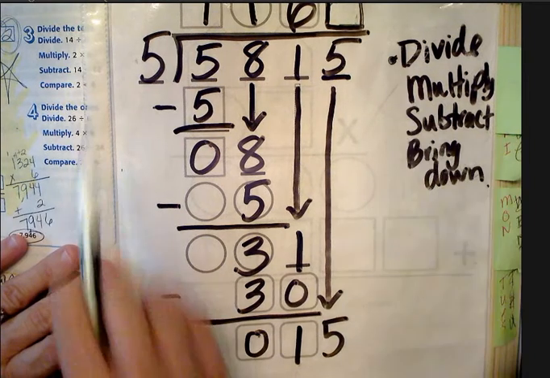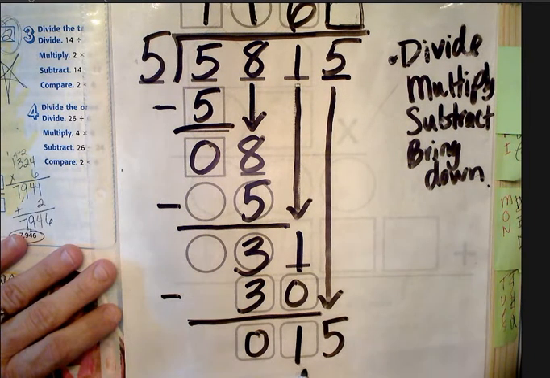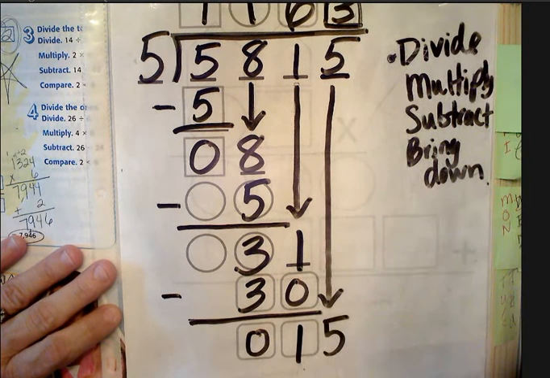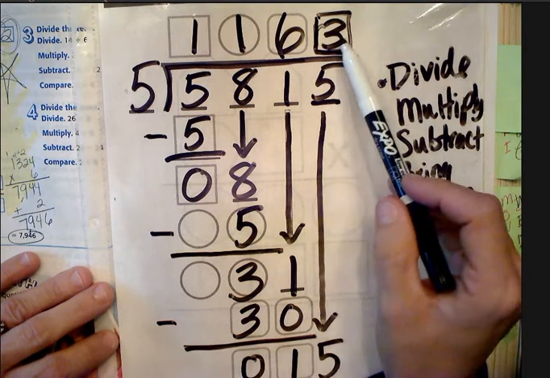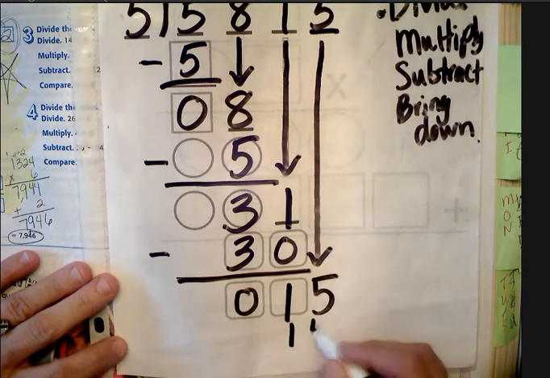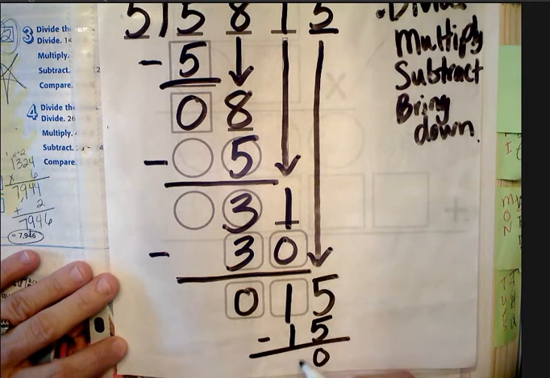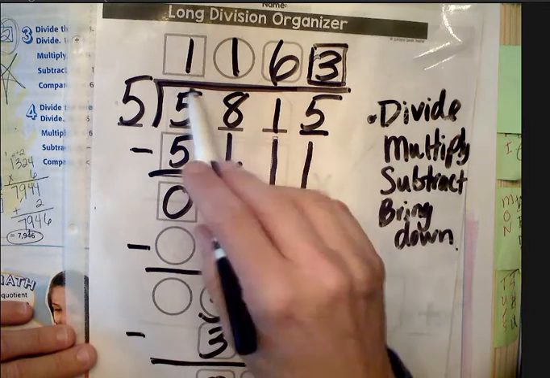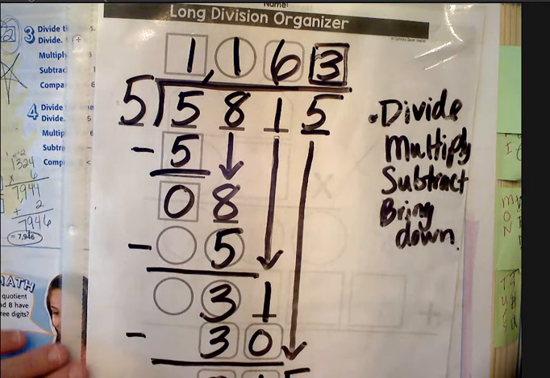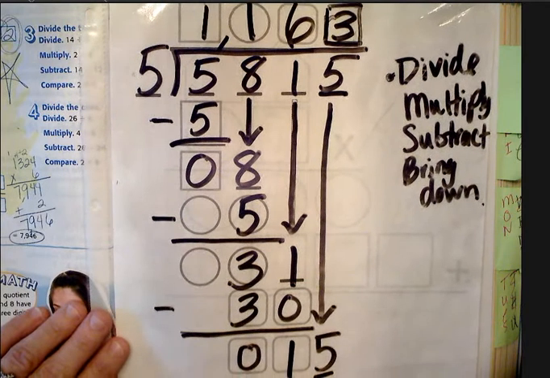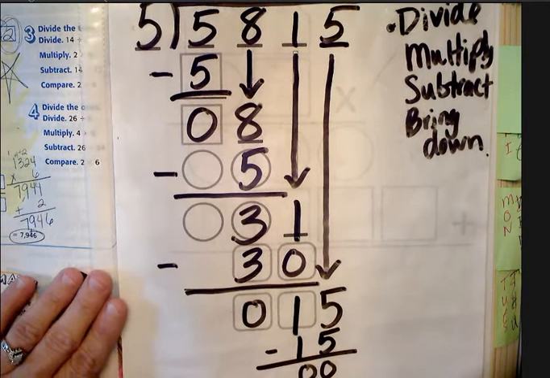How many times does 5 go into 15? 5, 10, 15. Oh, that's just skip counting. So I know I can put a 3 in that top box. Then we multiply 3 times 5. And I write the answer down below the next step. Subtract. 5 minus 5 is 0. 1 minus 1 is 0. I have nothing left to bring down. So my answer is this, 1,163. 1,163, and I'll show you down towards the bottom in case you need to pause it here to get that bottom part.